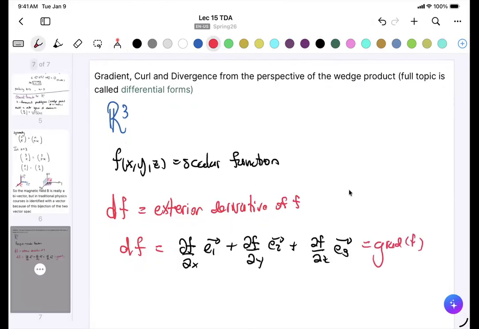it now has this fancy name of being called the exterior derivative. But it does reproduce the formula for the gradient, basically. Now, so that's okay.